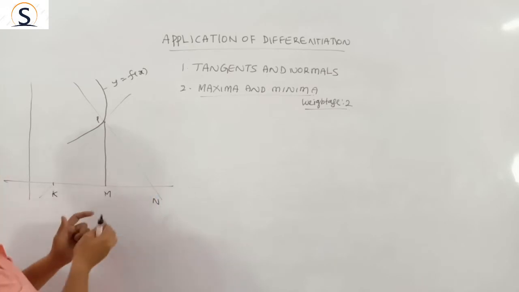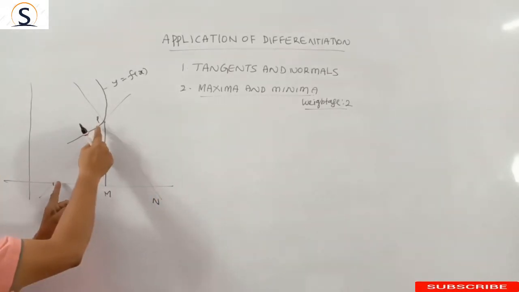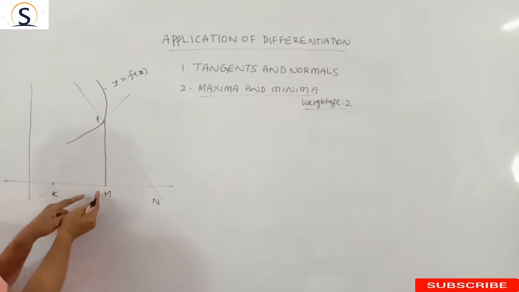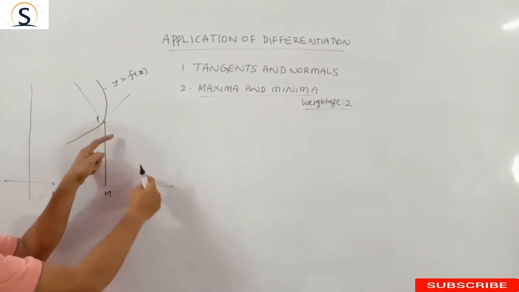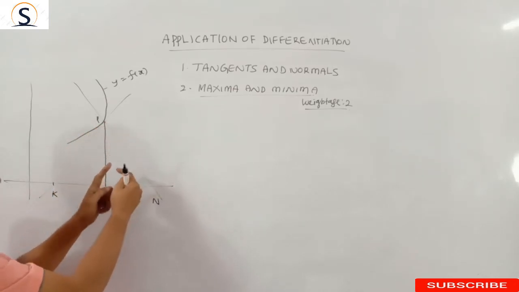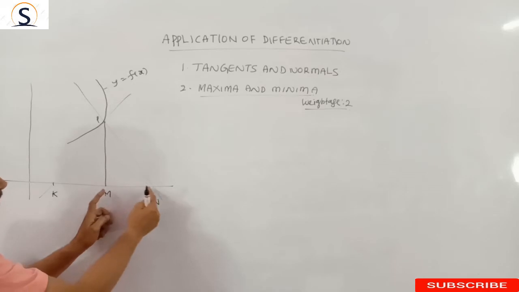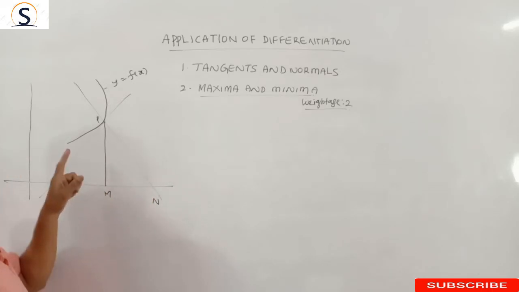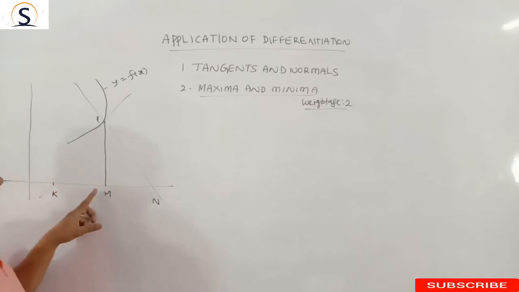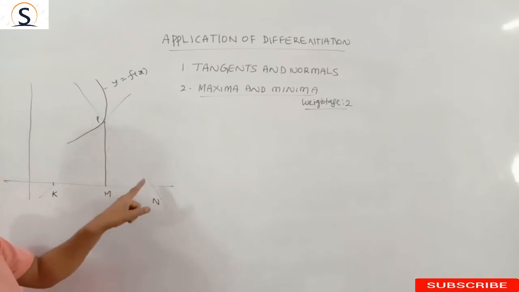Next, this tangent projection on x axis is KM. This is called subtangent, and PN is a normal whose projection on x axis is MN. This is called subnormal. So tangent, this is subtangent, normal, and this is subnormal.